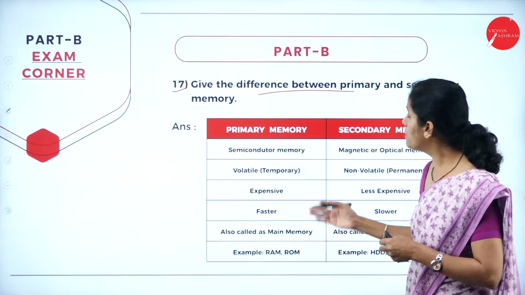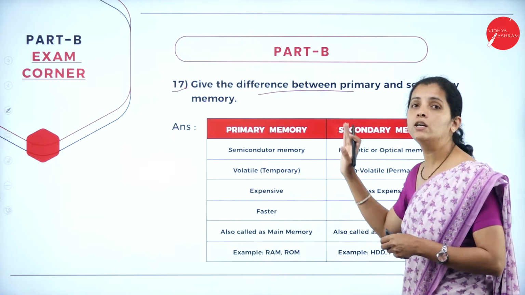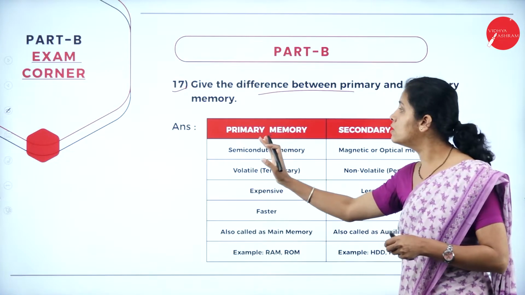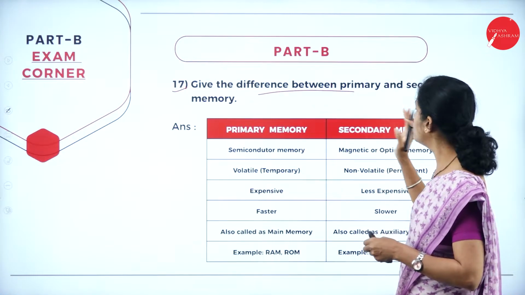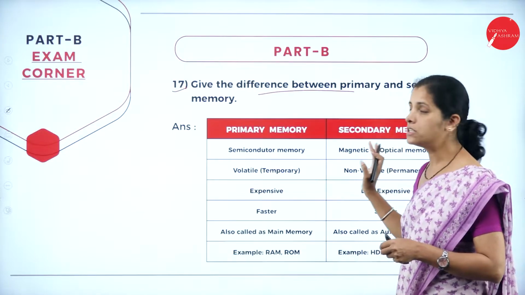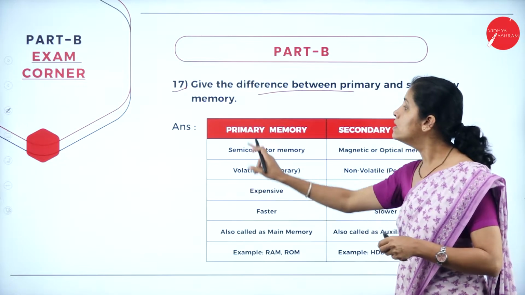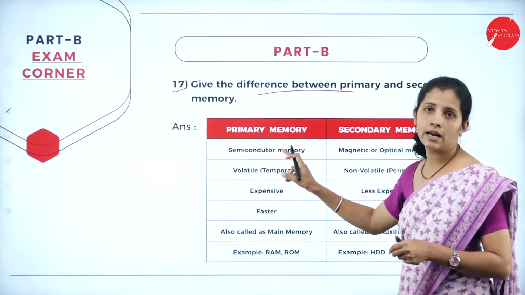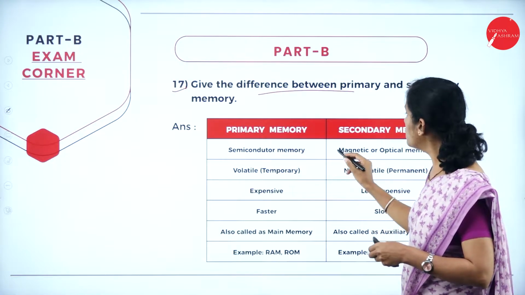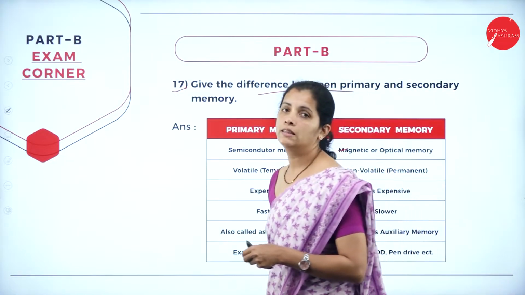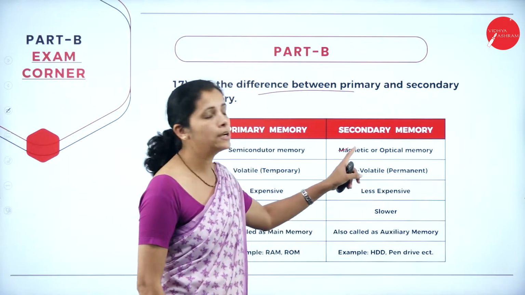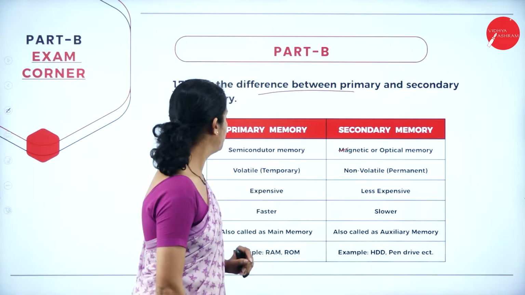So what I'm going to do? I'm going to make 2 columns. In my first column, primary memory. In my second column, secondary memory. Now what's the first difference? Here, computer memories are semiconductor memory. Then what about secondary memory? That is nothing but the magnetic optical memory.